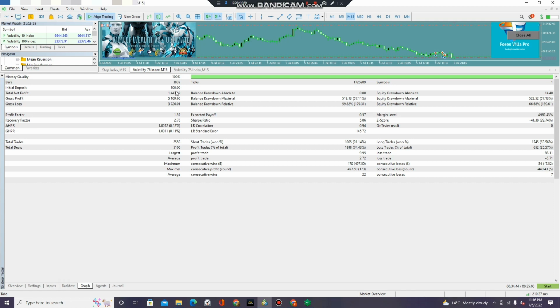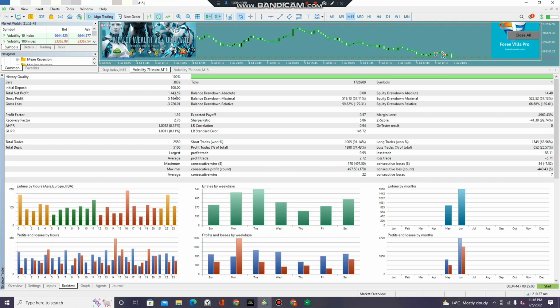So the initial deposit is always 100 USD. The total net profit is 1,443 in less than how many days? And look at that. The gross profit is 5K. The gross losses is 1.7. So in total, the gross losses accumulate to that kind of money. So that means your account had interacted with such a high level of funds right there, guys. So think about it. That's a lot of money right there.